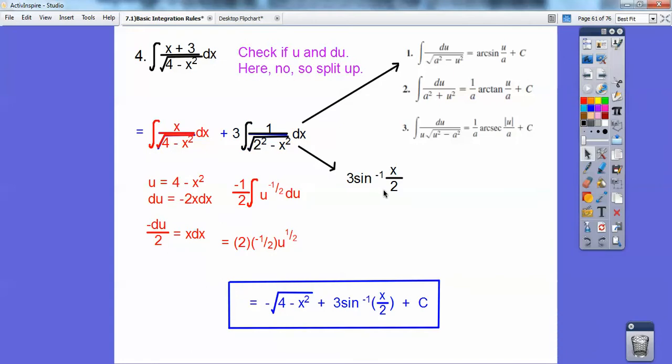Let's see, so did I do something wrong? I sure did. I'm missing a 2 right there. There should be a, no, I'm good, I'm sorry. All right, and then I did a u substitution over here. You guys with me? Sorry about that.